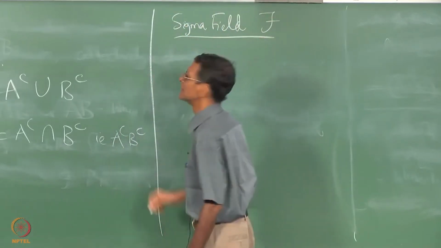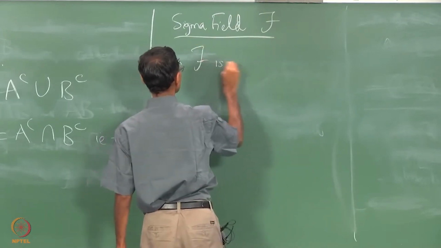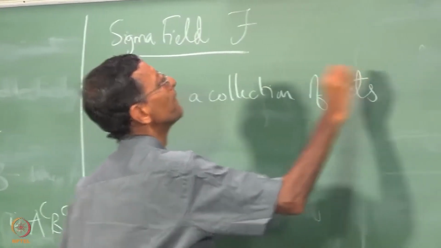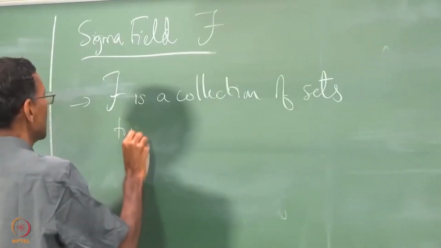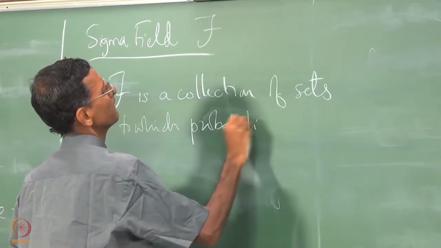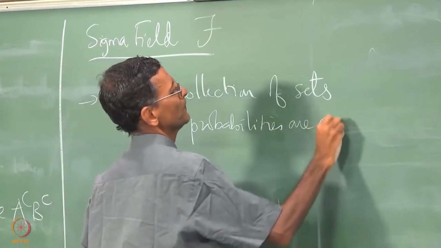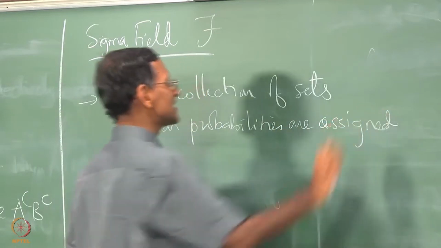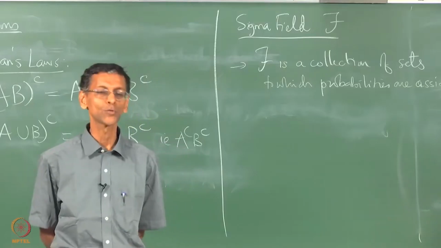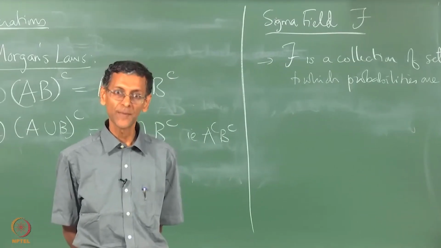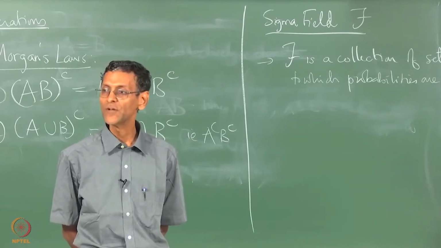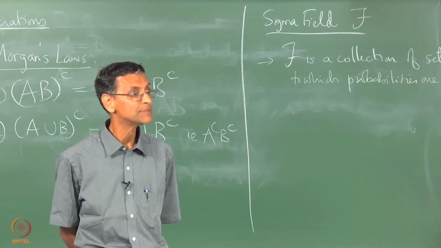So what the F is basically a collection of sets to which probabilities are assigned. As such it occupies a very important theoretical position in probability theory. In fact you talk of a triad: you talk of omega, you talk of the script F, and you talk of the probability function P. So every probability experiment is omega, F, P.